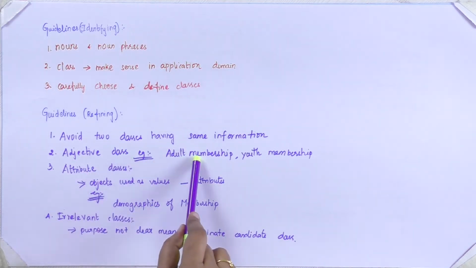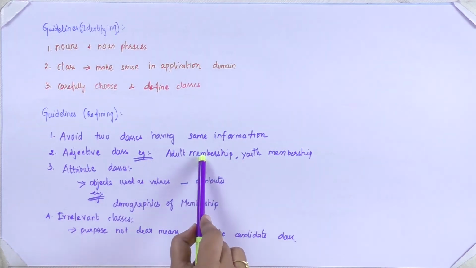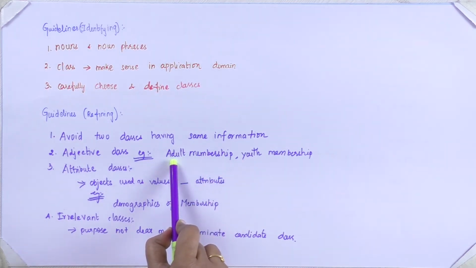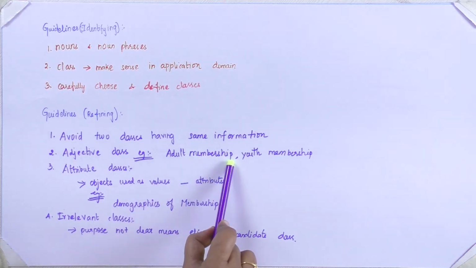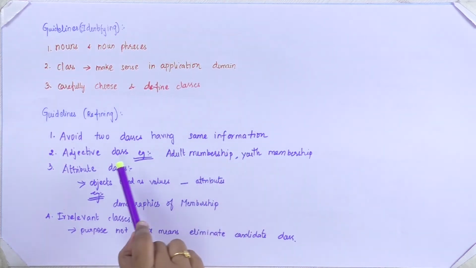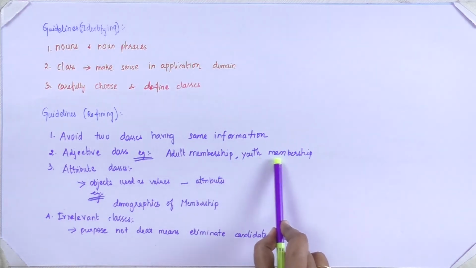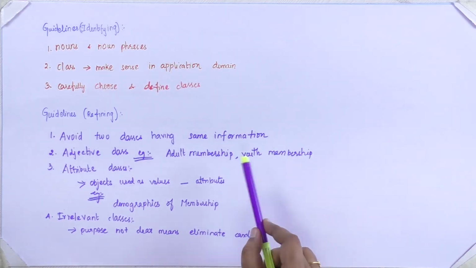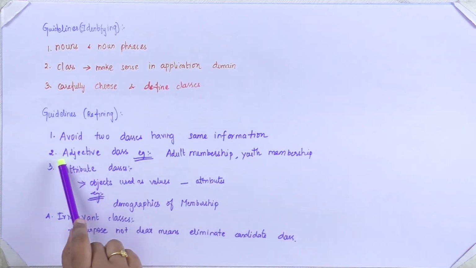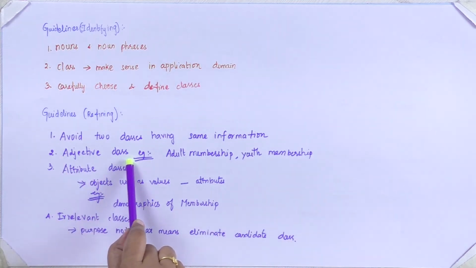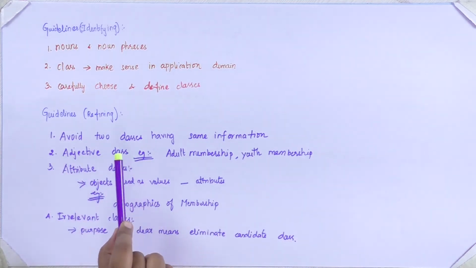For example, membership is a noun. If you are applying adult behavior or adult description to the membership, this adult membership becomes a separate class. Whereas if you are adding the youth adjective to the membership, youth membership becomes a separate class. So you have to find the adjective classes. That is the second step.